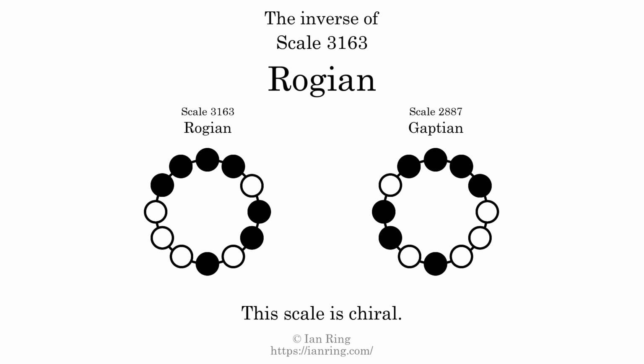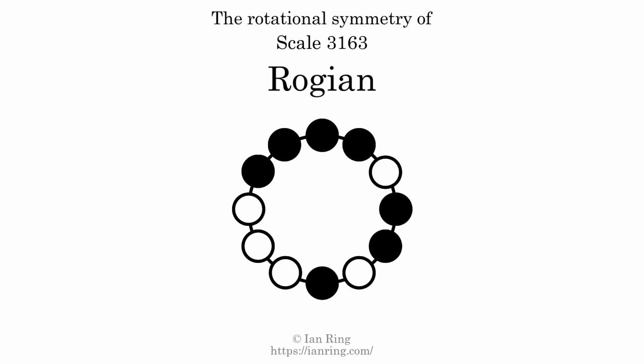The inverse of a scale is a mirror image. It is what you get when the sequence of intervals is reversed. The inverse of this scale is scale 2887, also known as Gaption. This scale is chiral. It cannot transform into its inverse by rotational transformation. This scale has no rotational symmetry.